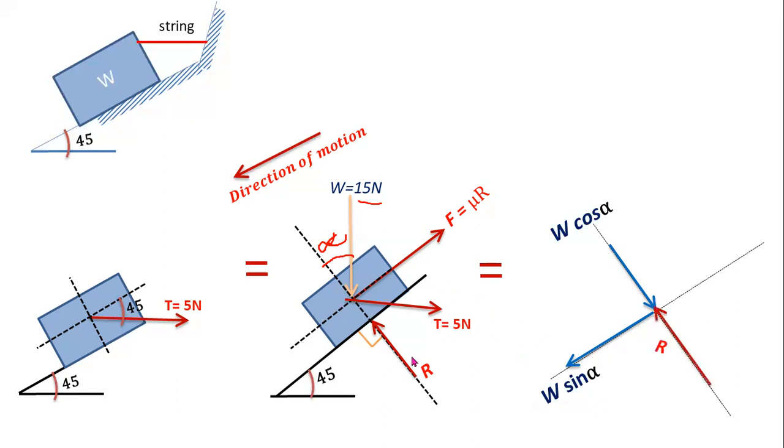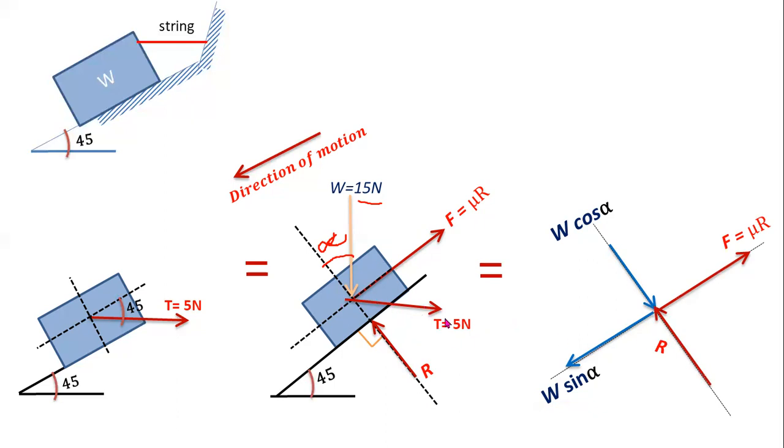After that, you have to draw this normal reaction as it is. Now you have to consider this friction force as it is. Now you have to convert this tension in the string T into two components, that is along the inclined plane and normal to the plane.